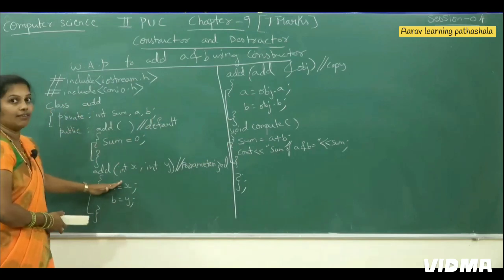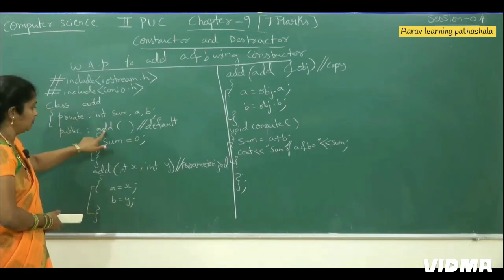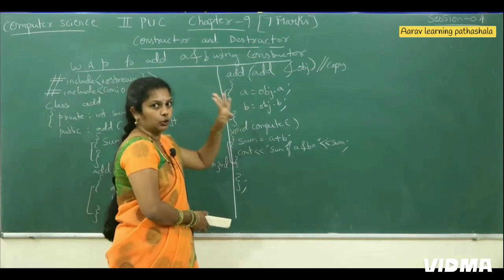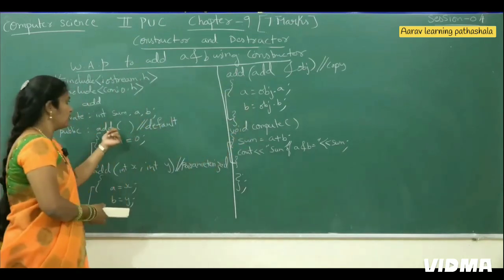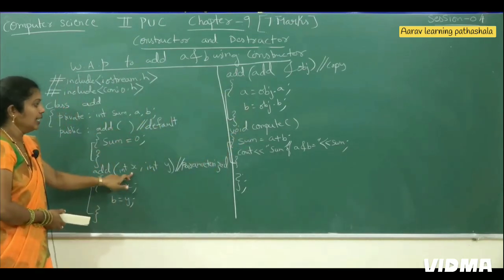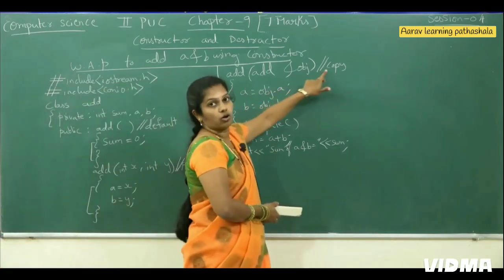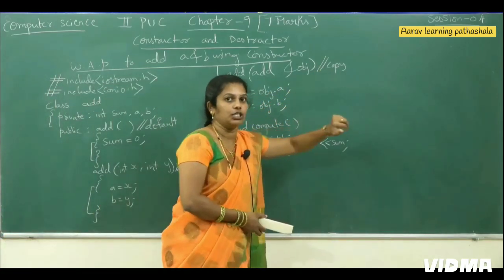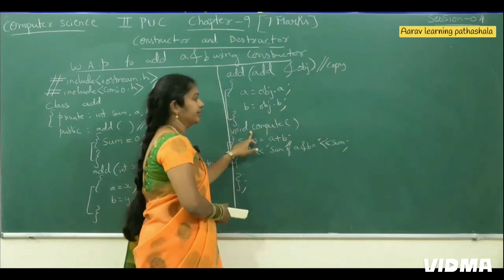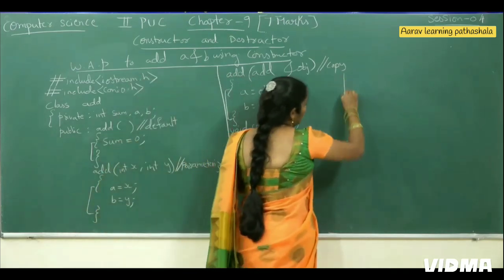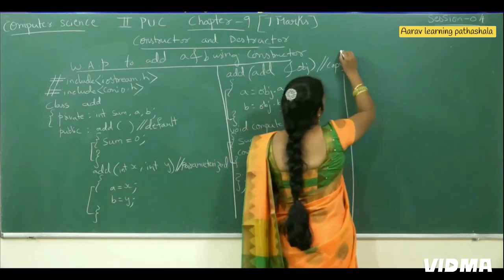In total, how many functions are there? Totally 4 functions. First add, second add, and third add, and this is the compute function. Whereas this first function is the default constructor, the second one is the parameterized constructor, and the third one is the copy constructor. We are copying one object to another object. Then compute is the regular function. Then close the class. Now we will write the main program for this one.